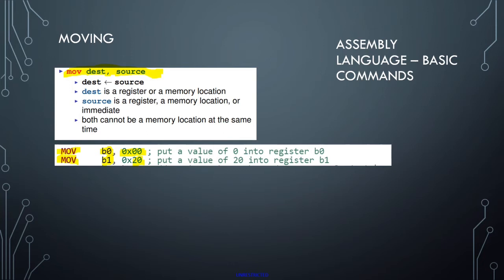Now, what I can alternately do is, instead of this value of 0x20 here, I could write B2. This is another register. And so what that would do is copy whatever the value of B2 was over into register B1. So registers B1 and B2 would then have the same value. So you can move things from a register to another register, or you can directly input values with the move command.